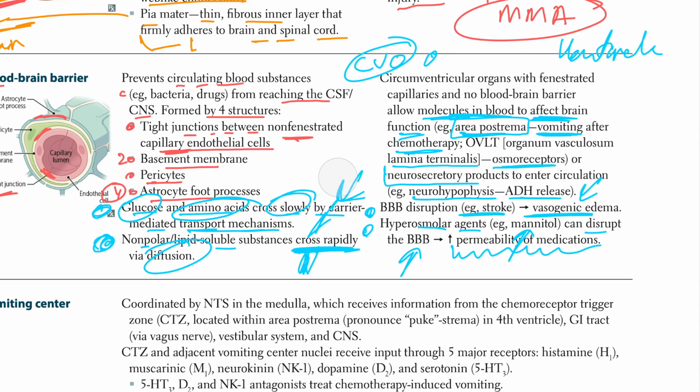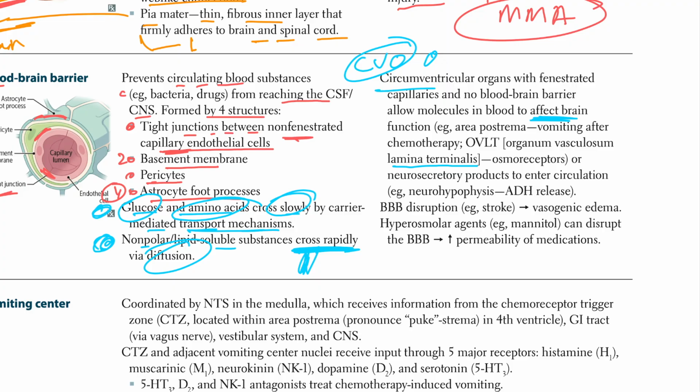So here, we said the CVOs are fenestrated, or they might not have a BBB at all, so anything which is in the blood will affect this area. One of these areas is the area postrema. That's why when you give chemotherapy, which is in the blood, it goes and affects the area postrema and causes vomiting. The second area is the OVLT, which is an osmoreceptor.